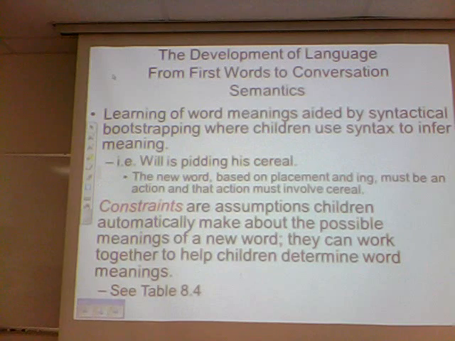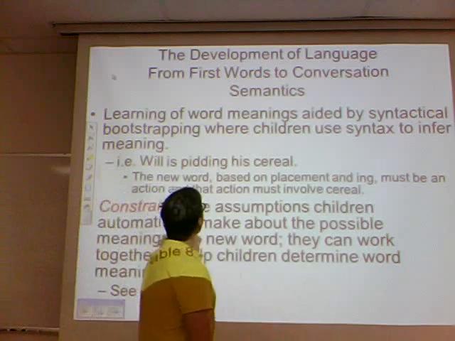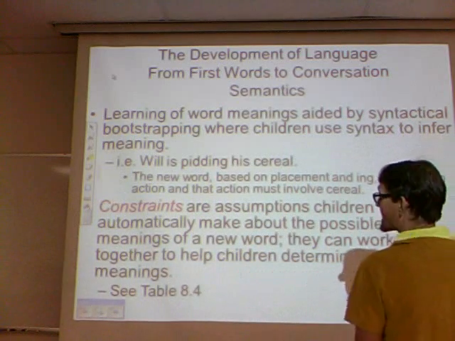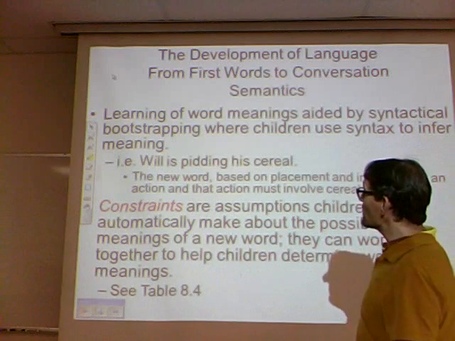What? Oh, by syntactical bootstrapping. All right, whatever. Like learning a word meaning aided by syntactical bootstrapping, where they use syntax for meaning. Yeah, this is some pretty important stuff.